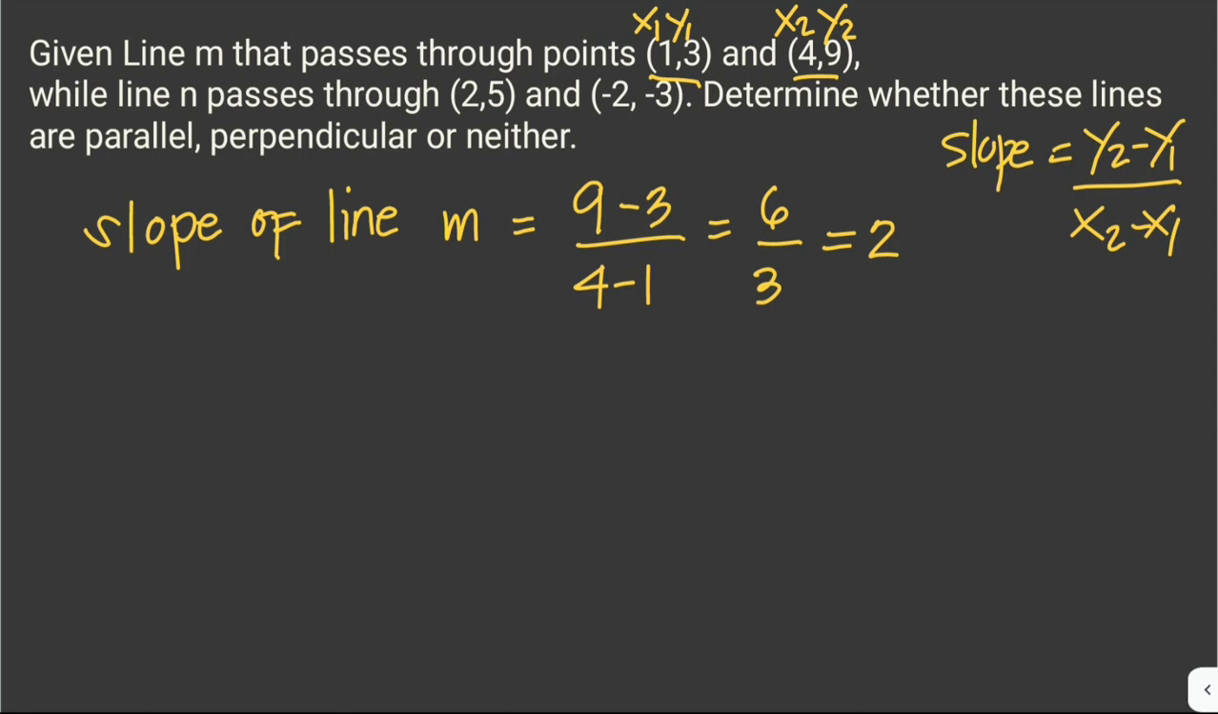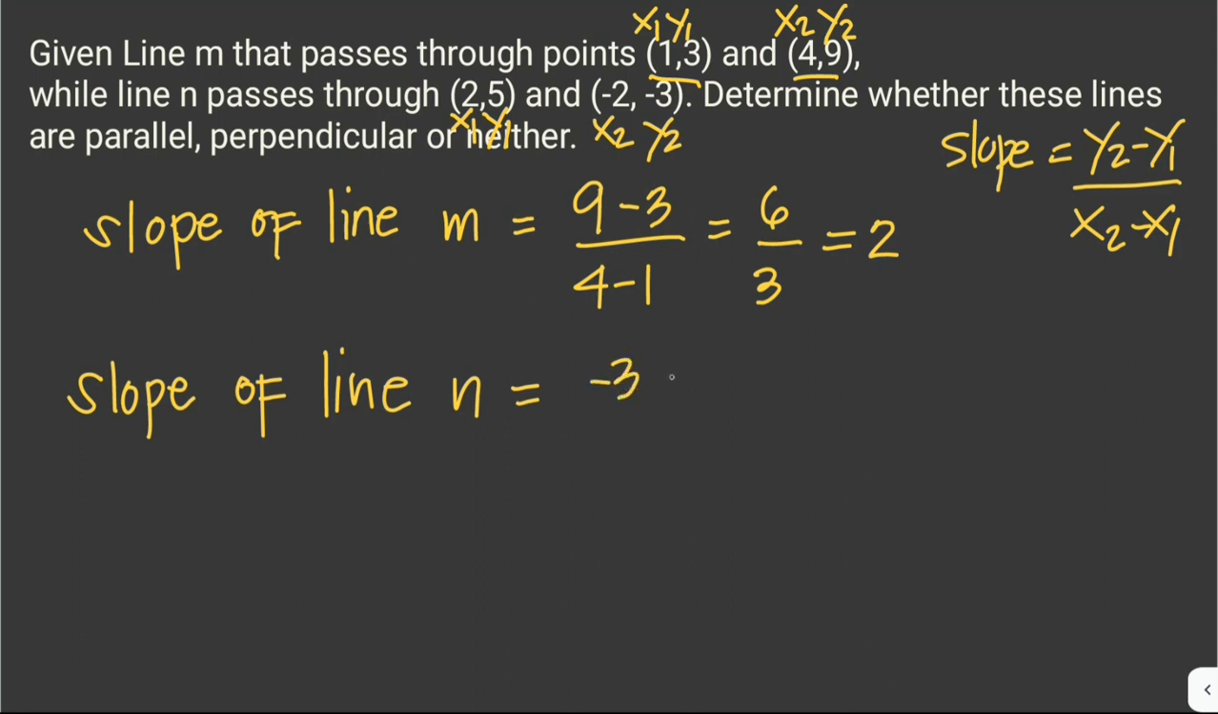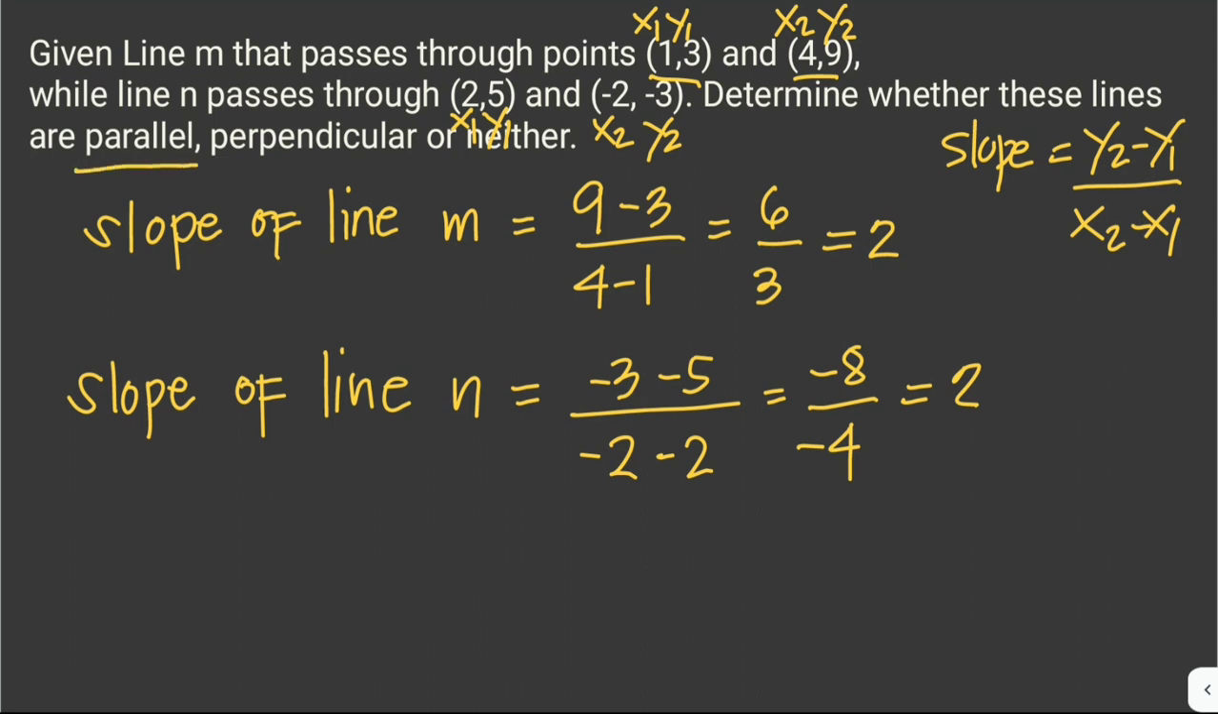Now let's solve for the slope of line N. That would be -3 minus 5 over -2 minus 2. So this is -8 over -4. That means the slope of line N is also equal to 2. So the slopes here are equal. That means the two lines are parallel.